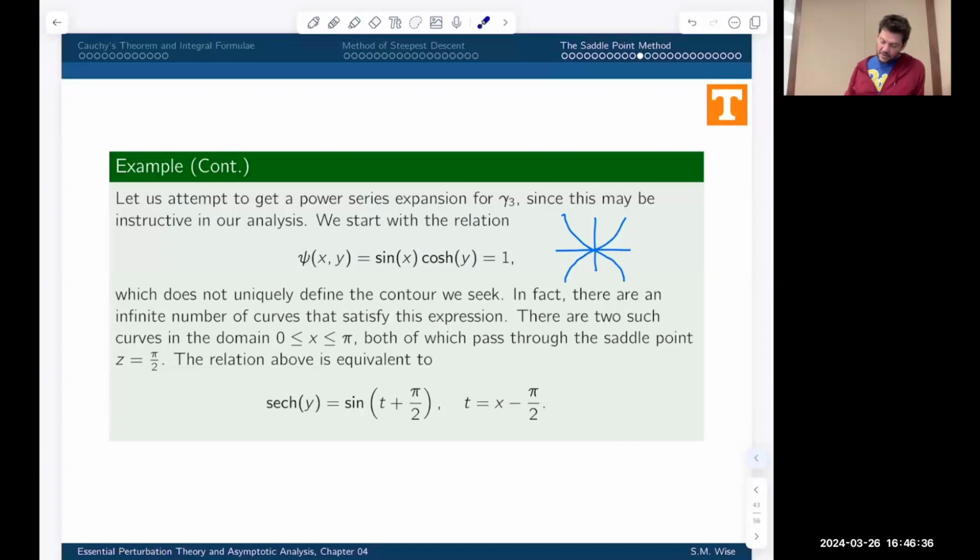So there are 2 such curves which pass in the domain x equals 0 up to pi, both of which pass through the saddle point at z equals pi over 2, or in other words, x equals pi over 2, y equals 0.